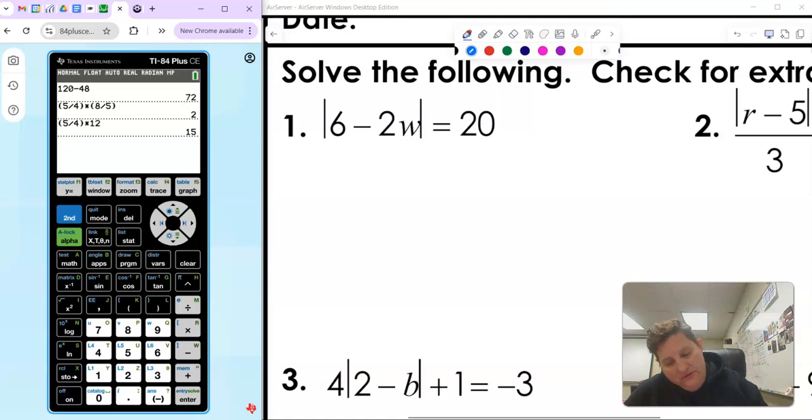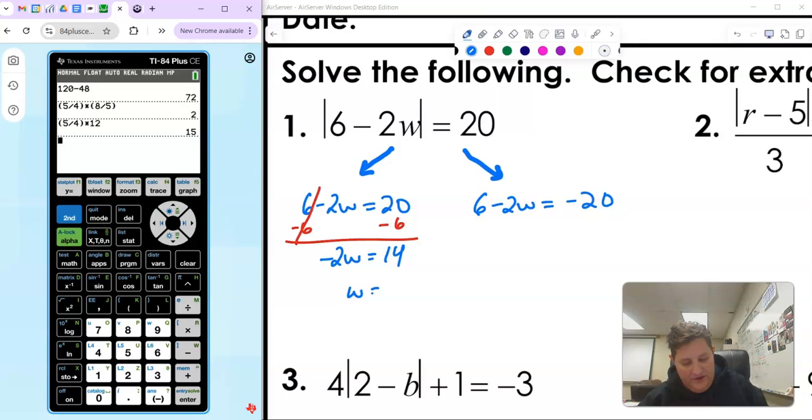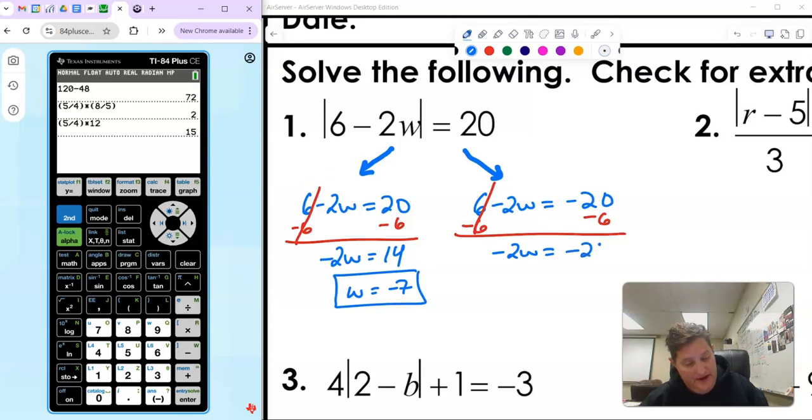All right, the absolute value on here is already by itself, so I'm going to go ahead and write it twice here. I'm going to write 6 minus 2w equals 20. 6 minus 2w equals negative 20. And then I'm just going to solve both of those, okay? All right, if I subtract 6, I have negative 2w equals 14. So w is negative 7. On this side, if I subtract 6, I have negative 2w is negative 26. So w is 13.